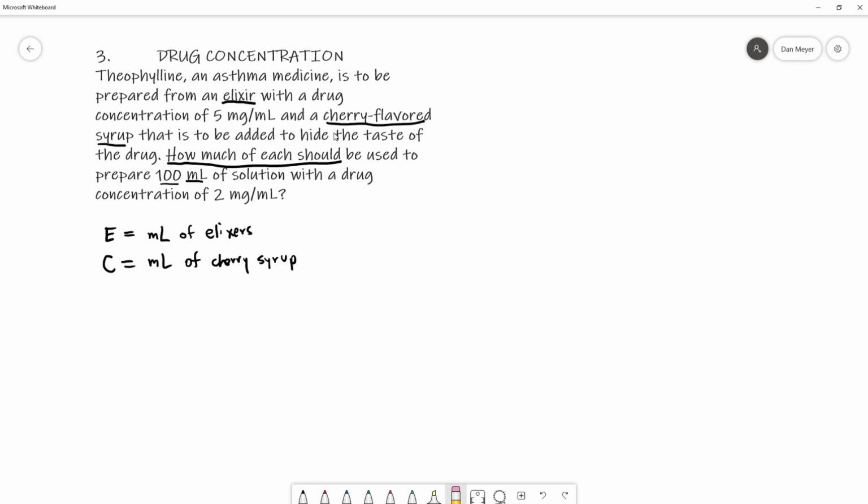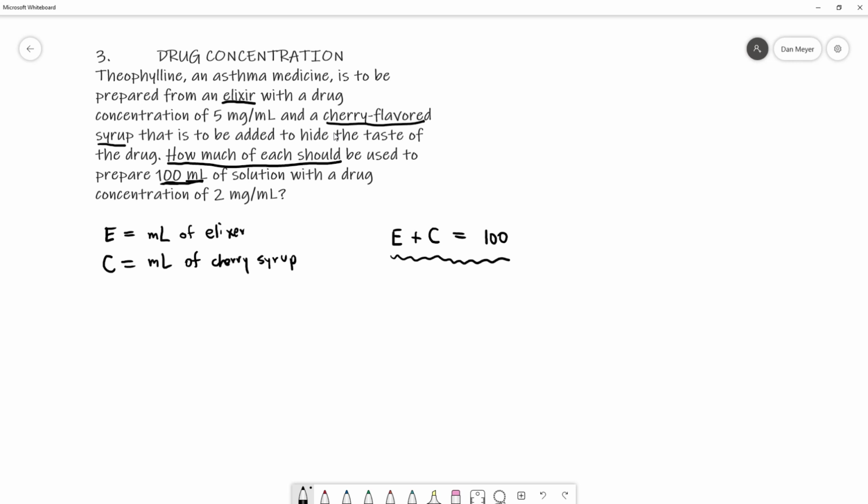Now, milliliters of elixir. We just said we're going to prepare 100 milliliters of solution. So the relationship between these two variables is if I take the milliliters of elixir plus the milliliters of syrup, I should get 100 milliliters total. All right, so this is the equation that we're going to use to get around a system of equations. If we were doing a system, that would be one of the equations, but this is the equation we use to get around having to deal with a system.